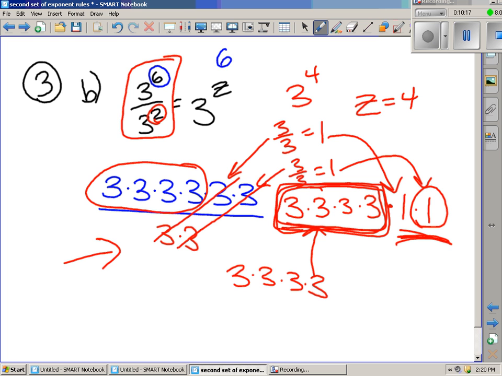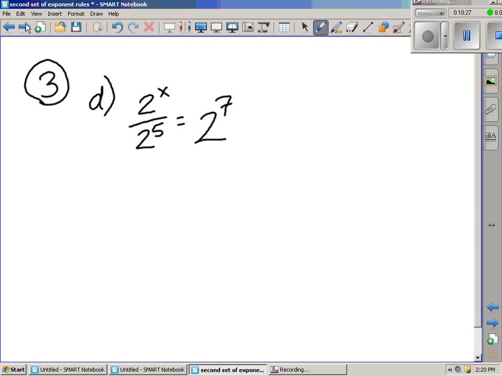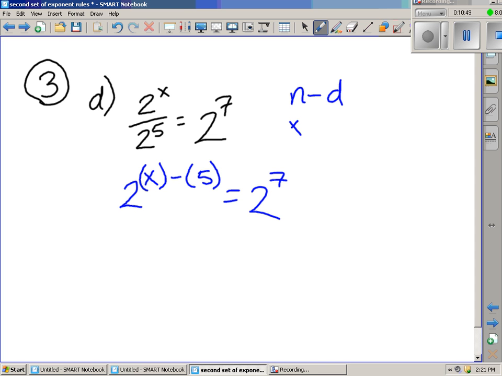In example B, 6 minus 2 would have given us the 4 that we were left with. And we already looked at 3C, how that worked. So now let's look at 3D. In 3D, we take 2 to the power of x, and we subtract 5, and we should get 2 to the 7th following our rule. Because it's always numerator's exponent minus the denominator's exponent. So it's x minus 5.